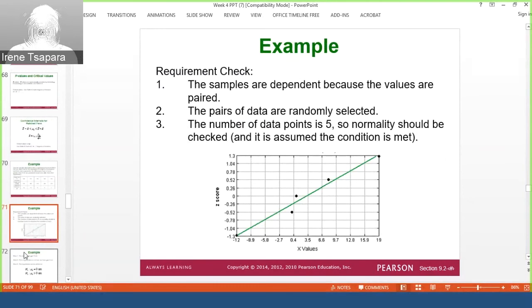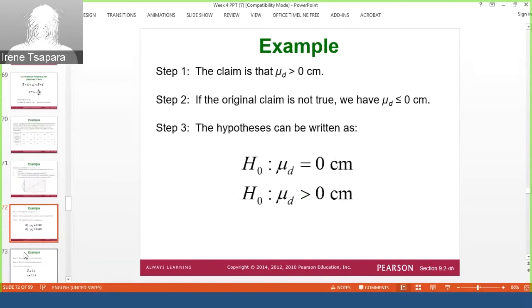Then the requirement check is, first of all, that the number of data points is 5, and you look at your claim. The claim is that the mu D is greater than 0. So the mean difference is greater than 0. This is what you assume. What does this mean? That the difference of the height of the president and the opponent is greater than 0. So basically, that the president is taller than the opponent.